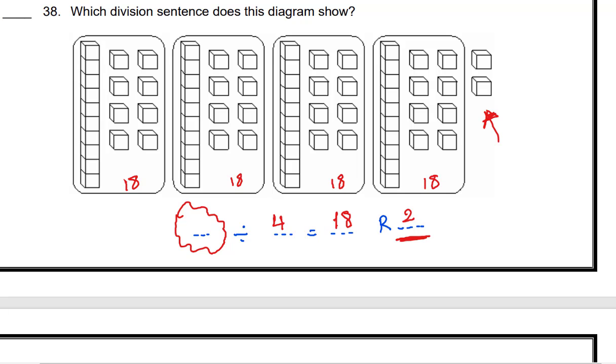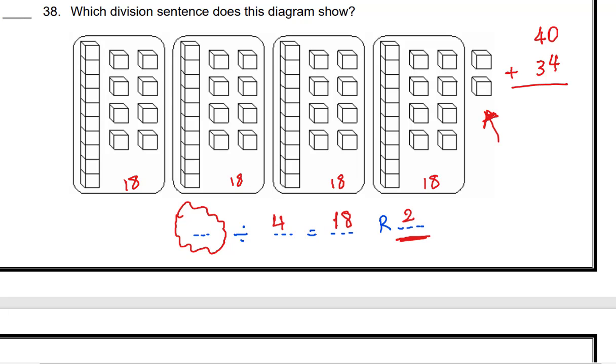How many tens do you have in all? 4. So 40. And how many ones? 8, 4 times, so 32. And 2 remainder, so 34. Oh, sorry, 34. Yes, you're right, not 37. You see 32 and 2, so it's 34.